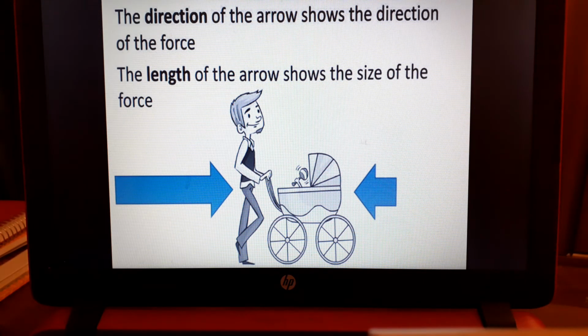Now, what's the difference between the two forces? The length of an arrow. This is a longer arrow, while this is a shorter arrow. The longer arrow means this is a bigger force. The shorter arrow means this is a smaller force.